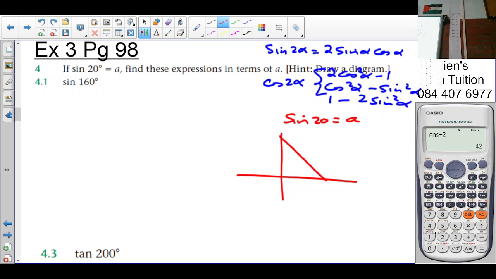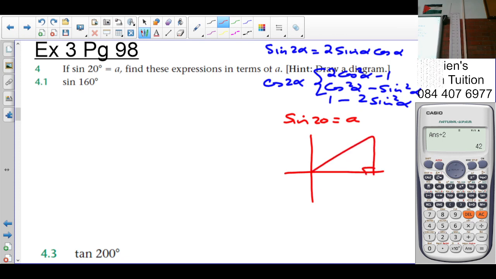Please, this way. So there's 20 degrees. Sine is opposite over hypotenuse, not adjacent. So opposite is going to be a, hypotenuse is 1. Apply Pythagoras, I get the square root of 1 minus a squared. So what is the size of this angle here? 70. Yes. Let's do this.